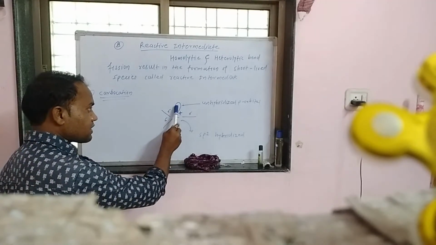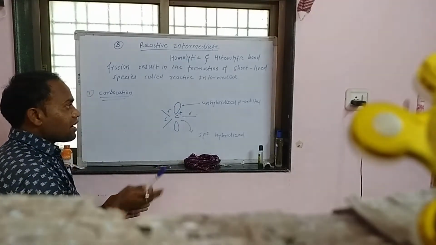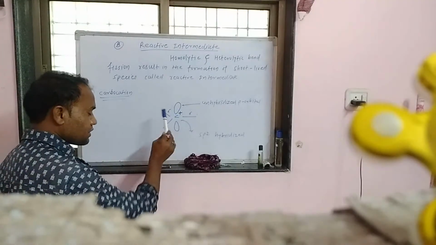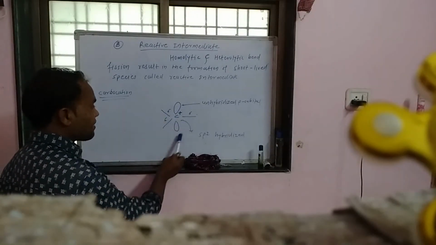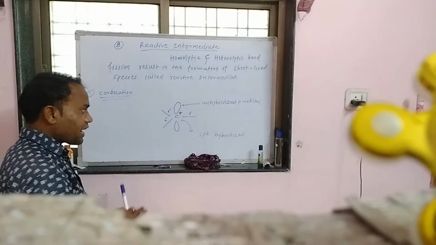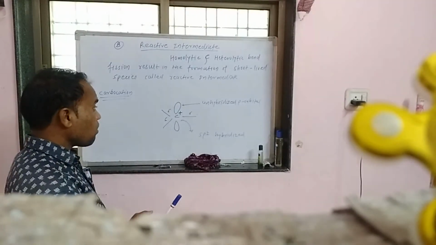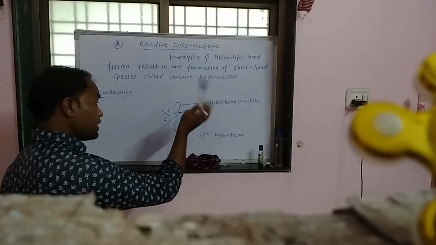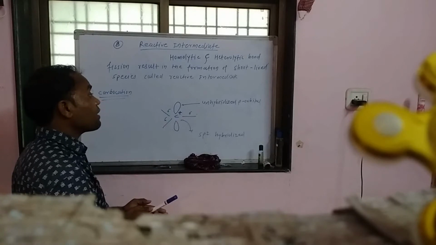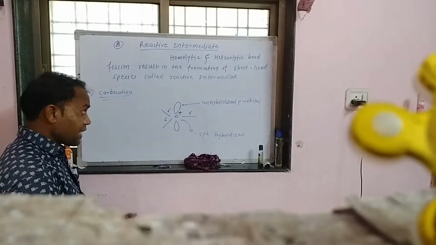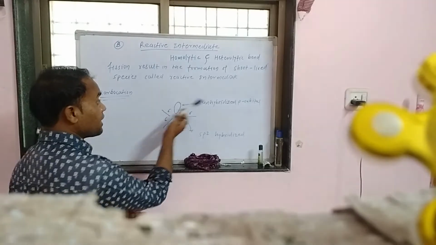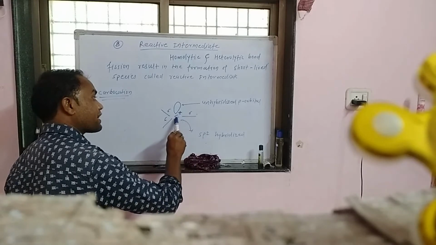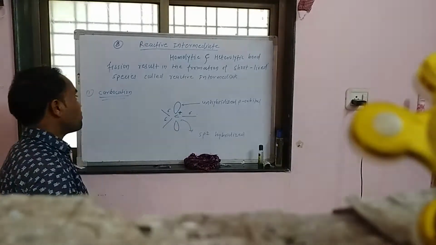The vacant p orbital lies perpendicular to the plane of the sigma bonds. Therefore, the carbocation is a planar structure or planar ion. The vacant p orbital is used for overlapping with the electron pair orbital of a donor atom acting as a nucleophile. The incoming nucleophile directly forms a bond with the carbocation. This is the explanation of the carbocation.